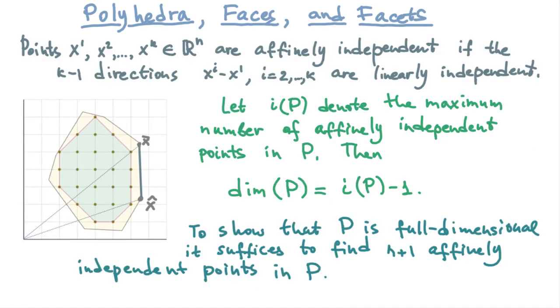Okay, points x1 and so on to xk are affinely independent if the k-1 directions xi minus x1 for i from 2 to k are linearly independent. Why in the world do we need another confusing definition of a concept that sounds very similar to linear independence? Well, this concept is very useful for characterizing facets. Say, if I ask you how you determine that the dimension of a face is n-1, how will you do it? Good question. But don't we need to show that it is a face first?